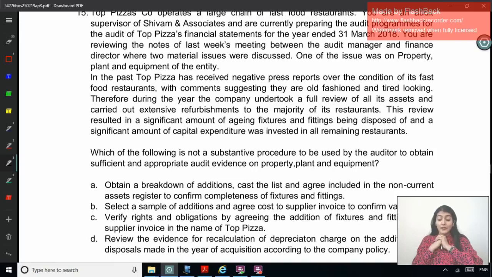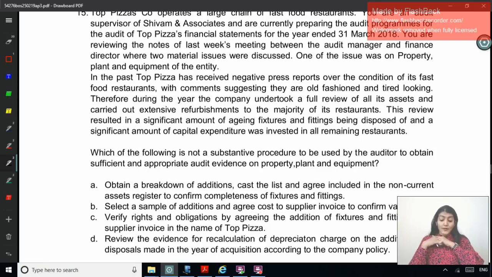Therefore, during the year, the company undertook a full review of all its assets and carried out extensive refurbishments to the majority of its restaurants. This review resulted in a significant amount of aging fixtures and fittings being disposed of, and a significant amount of capital expenditure was invested in all the remaining restaurants.